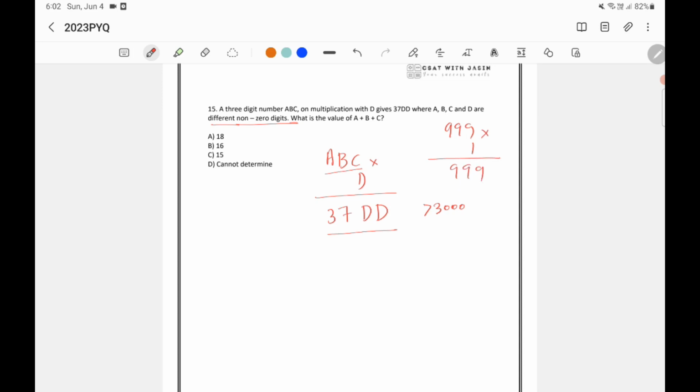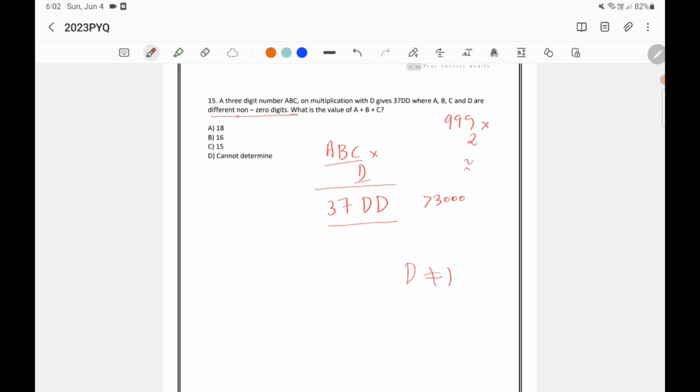Okay, so D will not come 1. D won't be 1 because even if D is 1, you won't get a number greater than 3000. The maximum you are going to get if D is 1 is 999, right? So D won't come 1. Similarly, if D is equal to 2, the maximum you are going to get is 999 into 2, which is just less than 2000. So D equal to 2 also won't come.